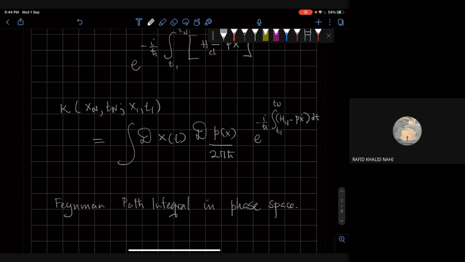Okay, so this is not what we derived last time. The expression that Feynman derived, or well, invented, I should say, was the path integral in configuration space. So we should move on to that. But before that, does anyone have any questions?